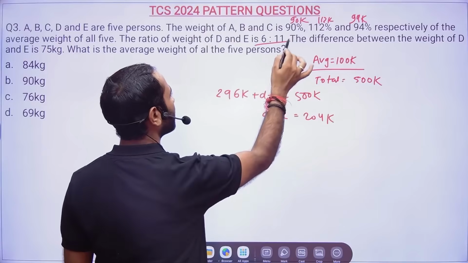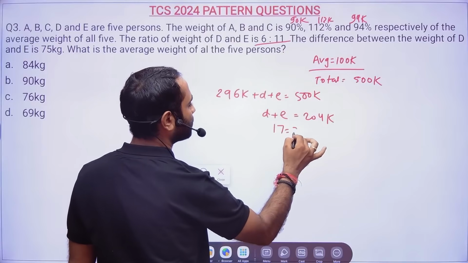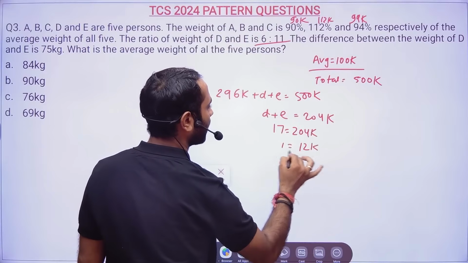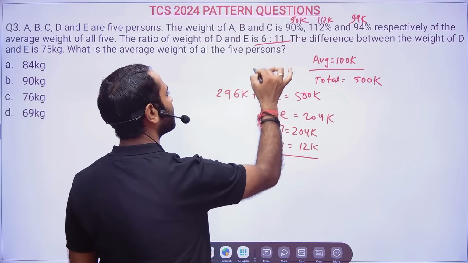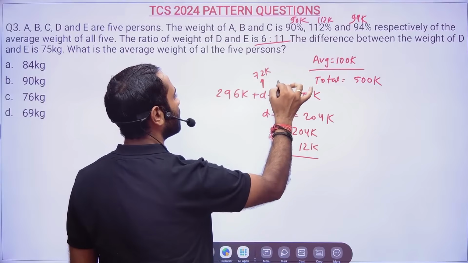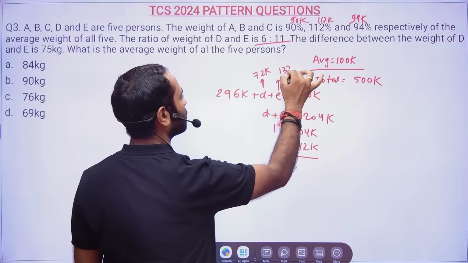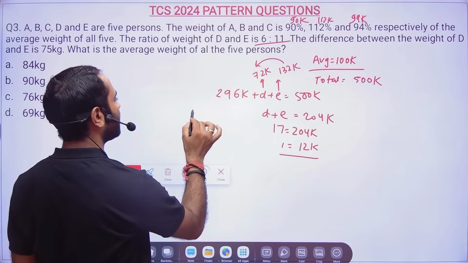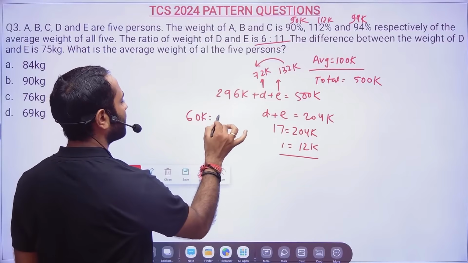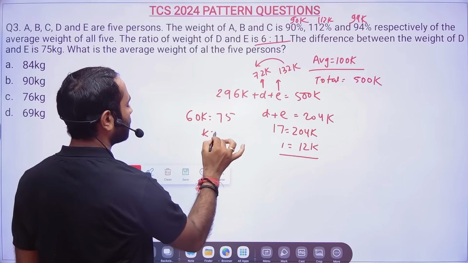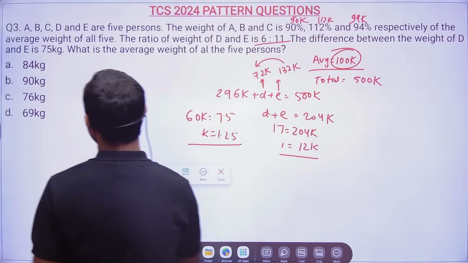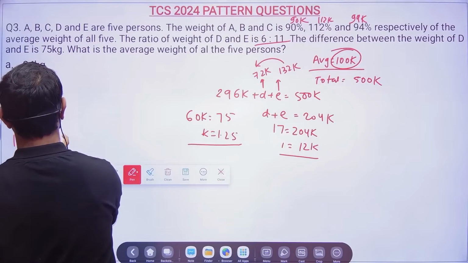D and E they have given 6:11, so 17 units is equal to 204k. So 1 unit will become equal to 12k, right? So D is 6 into 12, 72, and E is 11 into 12, 132k. Now if we take the difference, it will be 60k, and they have given us 75. So k will be equal to 1.25. So your average will become 100 into 1.25, which is 125 kg, right?